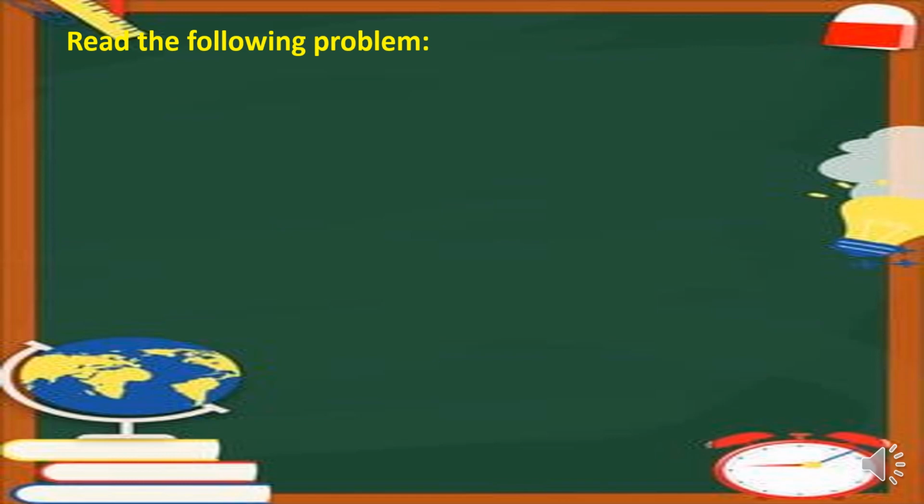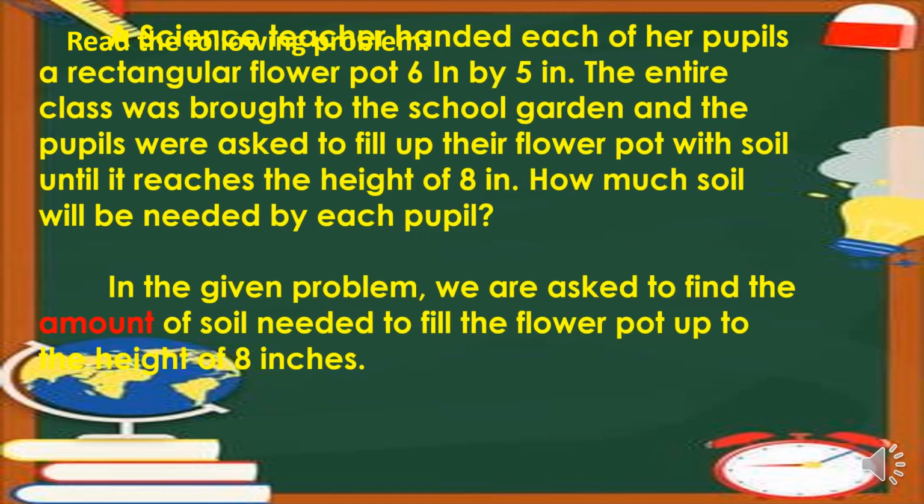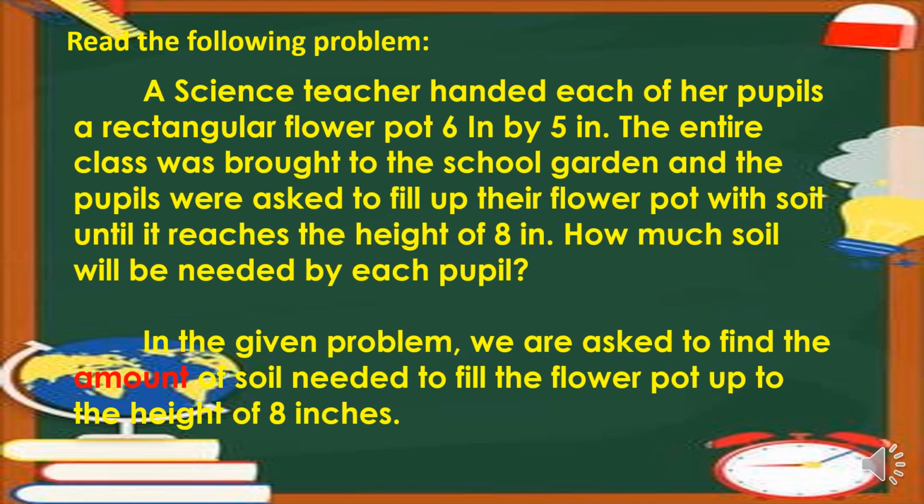Let us now read the following problem. A science teacher handed each of her pupils a rectangular flower pot 6 inches by 5 inches. The entire class was brought to the school garden, and the pupils were asked to fill up their flower pot with soil until it reaches the height of 8 inches. How much soil will be needed by each pupil?